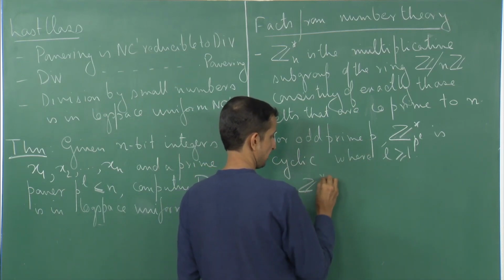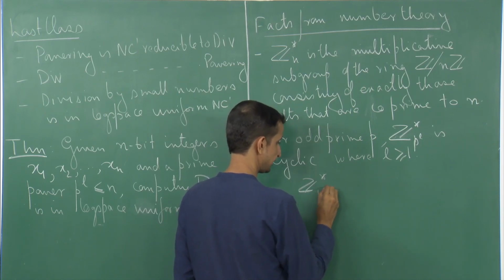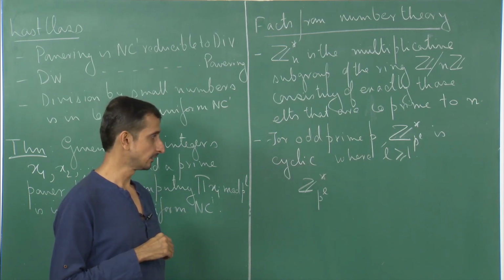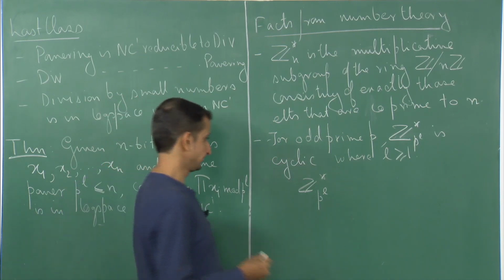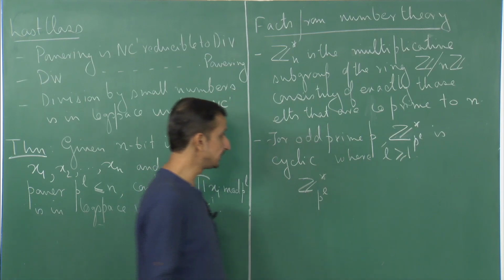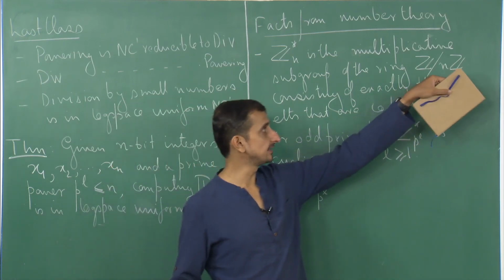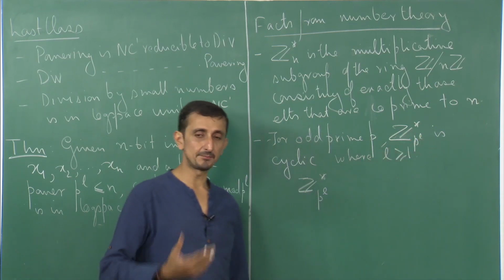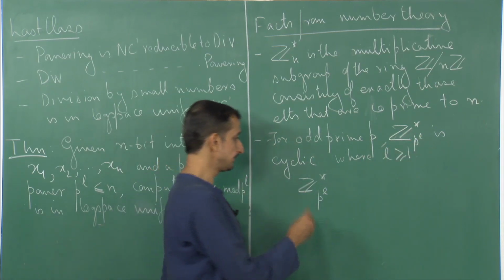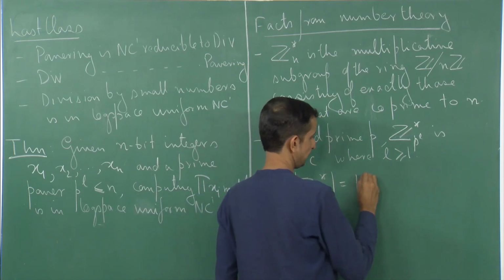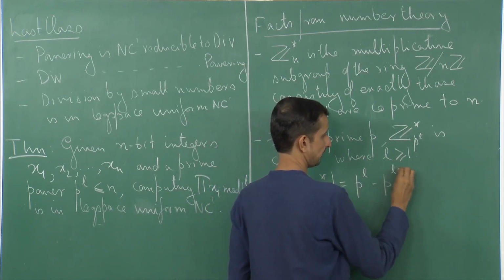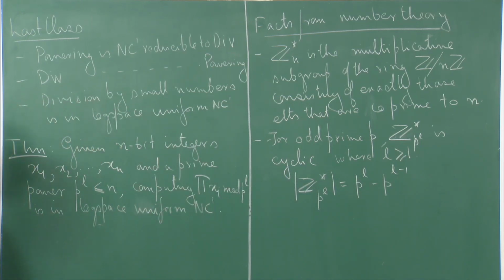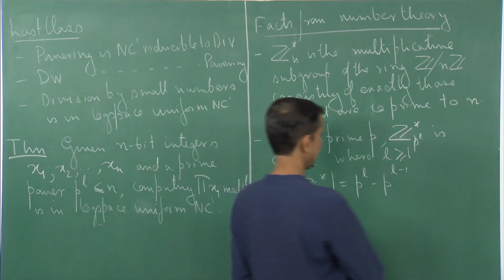Can anyone say what is the size of this? What is the order of this group? Yeah, so that also can be proven, that the total number of elements in this ring is p to the power L, but the number of elements that are co-prime are only p to the power L minus p to the power L minus 1. Again, this is something that you can check, you can verify. I will just leave all of these things as an exercise.